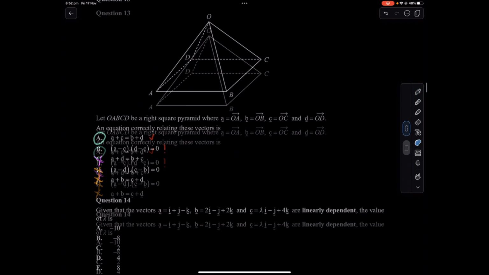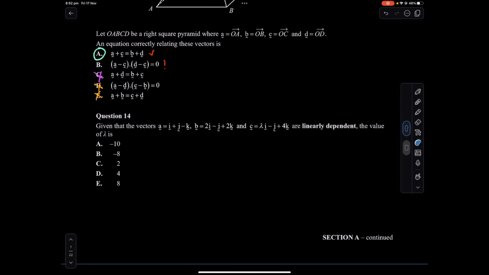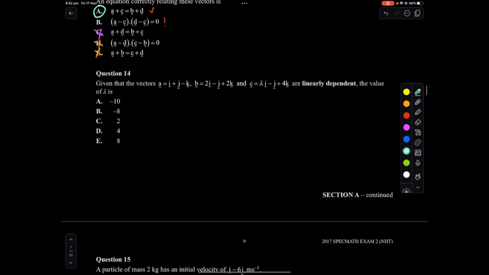Okay, 14. Given that the vectors A, B, and C are linearly dependent, the value of this is what? Okay, nice and easy. I'm just going to say let alpha be vector A, so 1, 1, negative 1, plus beta times 2, negative 1, 2. It's equal to your C vector, which is this, negative 1, 4.